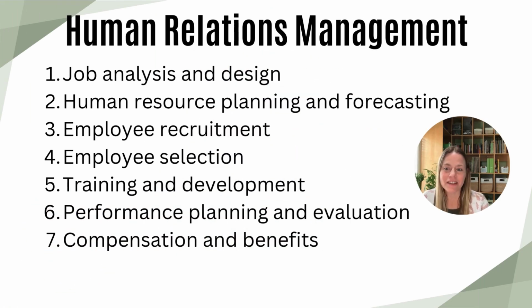There are 7 steps to the human relations management process. First is job analysis and design, then human resource planning and forecasting. The third step is recruitment. Next is employee selection. Once someone is hired, they go through the 5th step, which is training and development, and they go through a process of performance planning and evaluation. The last part of human relations management is compensation and benefits.